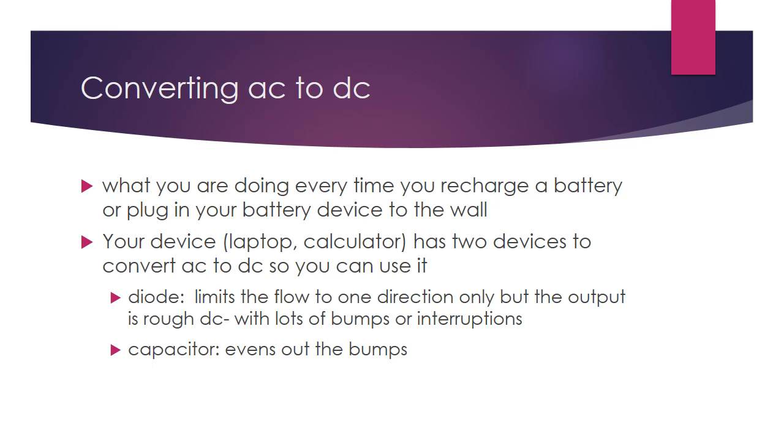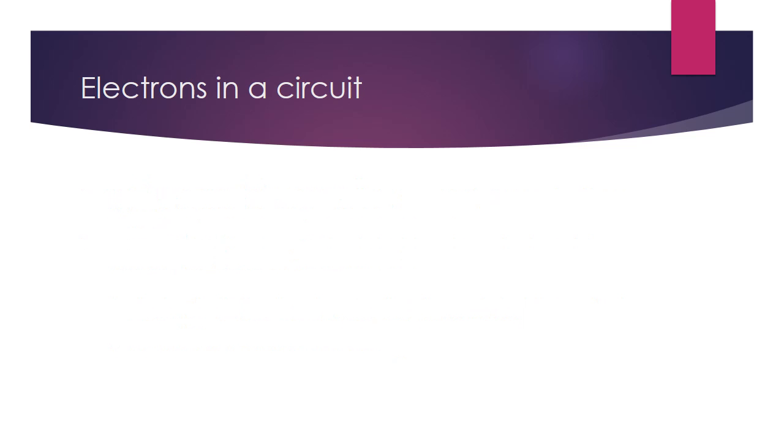So those are the two devices that are going to be inside your electrical devices in order for you to use AC current. Some of your calculators may plug straight into the wall. Your calculators have a diode and a capacitor in order for you to be able to use that AC current, because your device is made to use a DC current.